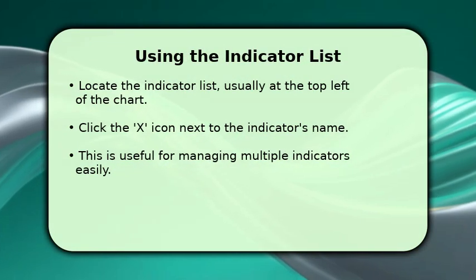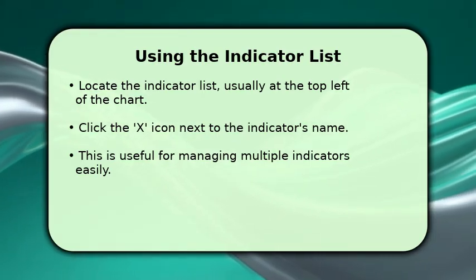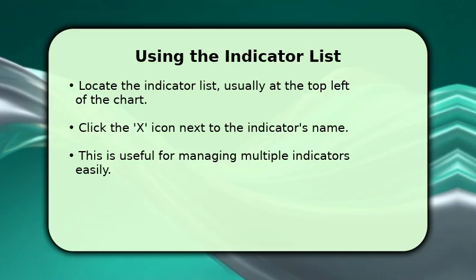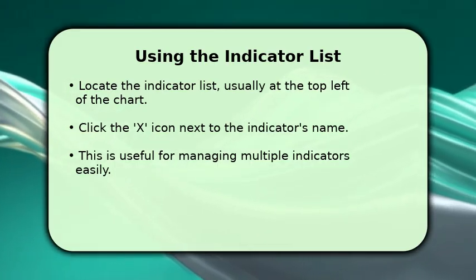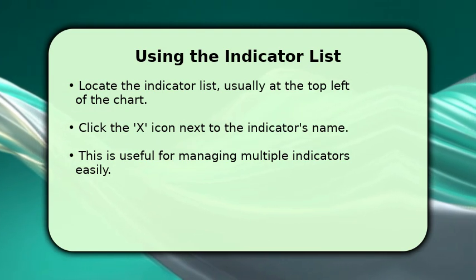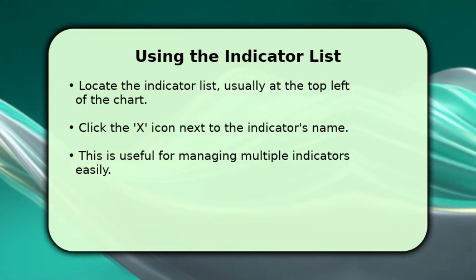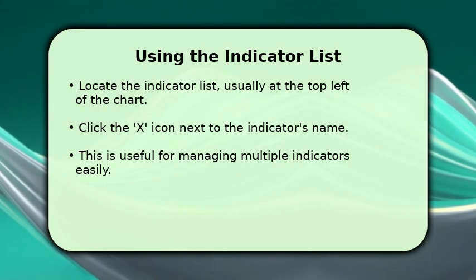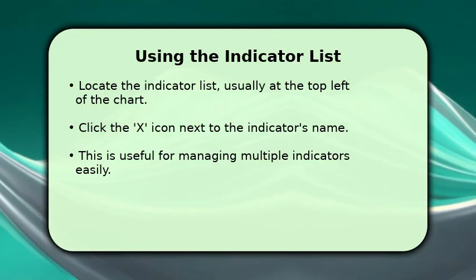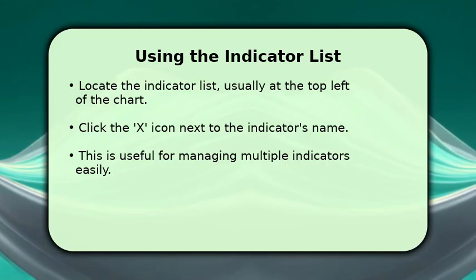Another effective method involves the indicator list, typically found at the top left of your chart. Here, all active indicators are listed by name. To remove one, simply find its name in this list and click the small X icon located right next to it. This action will immediately remove the indicator from your chart. This approach is especially handy when you have several indicators and want a centralized way to manage them.